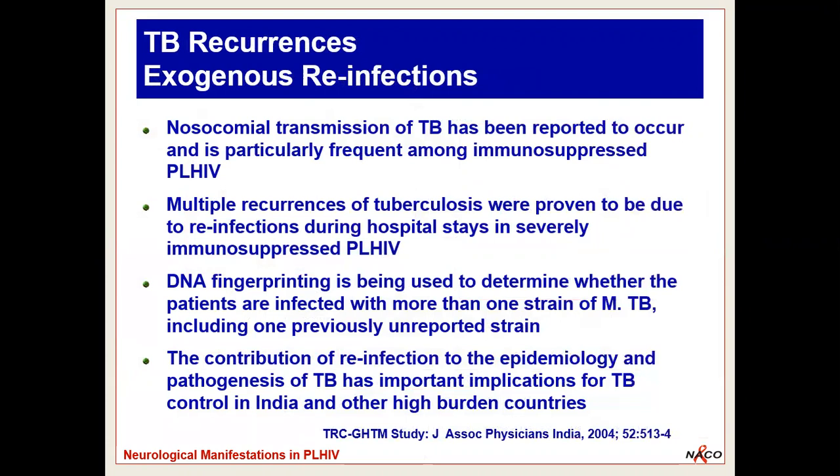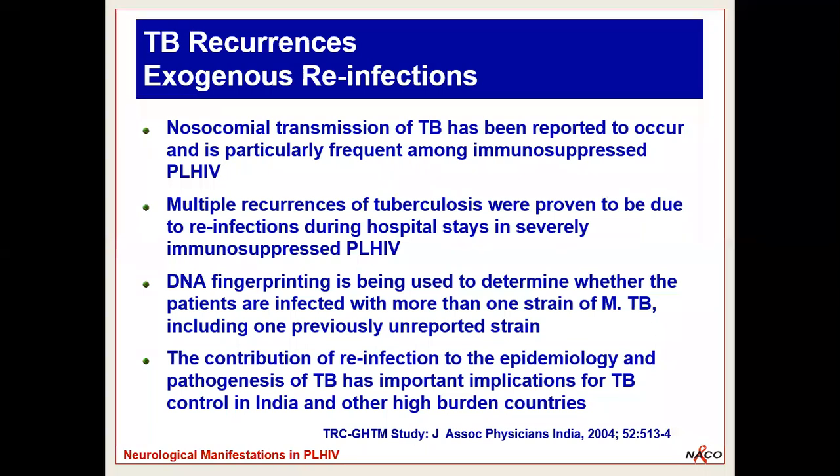This is also important because now we're talking about exogenous reinfection. Nosocomial transmission of TB has been reported to occur and is particularly frequent among immunosuppressed PLHIV. This is something we need to keep in mind and be alarmed about, because globally we always talk about intensified case finding, IPT or TPT as we call it now, and the IPC, or infection prevention precautions, that we have to take.